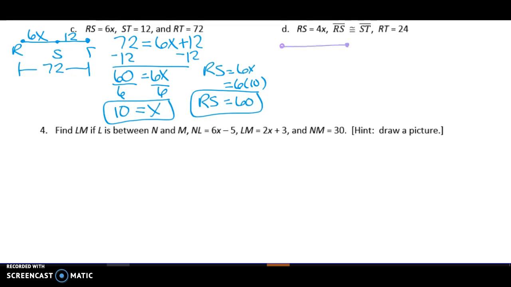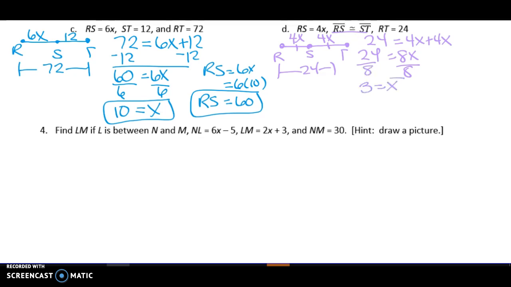R is between S and T. S is between R and T. RS I know is 4x. But then here they say RS is equal to ST, which means this also has the same measurement. And then whole thing RT is 24. So the whole thing is equal to the sum of the parts. Divide by 8. So I know x is equal to 3. And then I find RS. So RS is 4 times 3, which is 12.